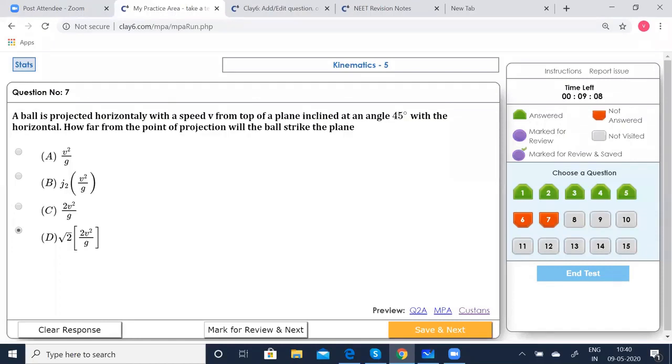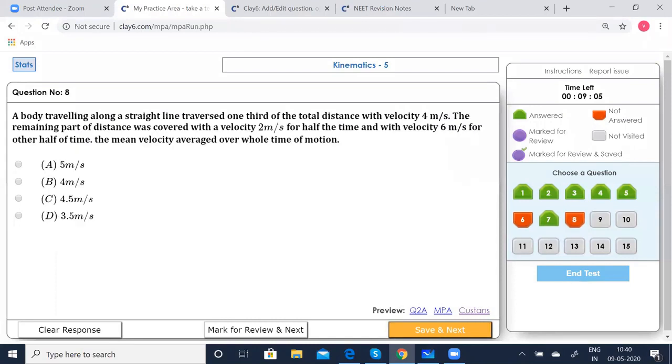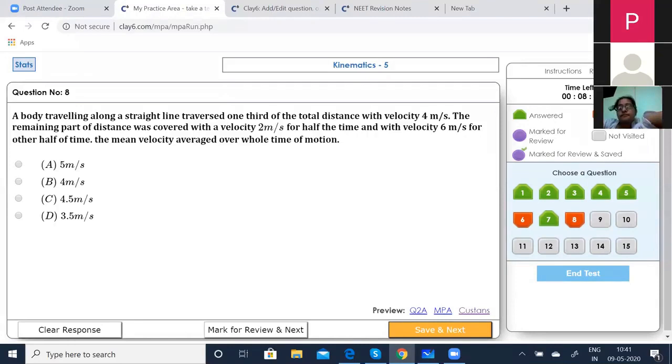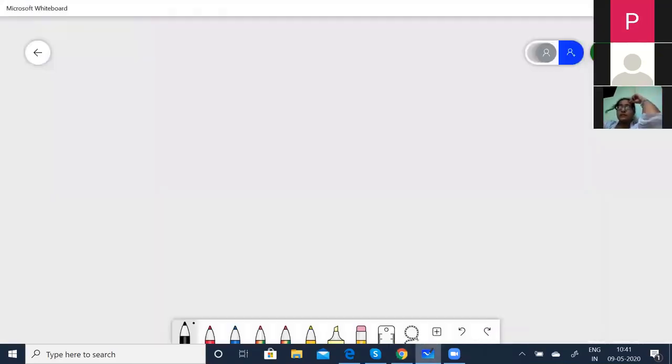Save and go on. A body traveling along a straight line traversed 1/3 of the total distance with velocity 4 meters per second. The remaining part of the distance was covered with the velocity 2 meters per second for half the time, and with velocity 6 meters per second for the other half of the time. The mean velocity averaged over the whole time of motion is what? Okay, let's solve this.